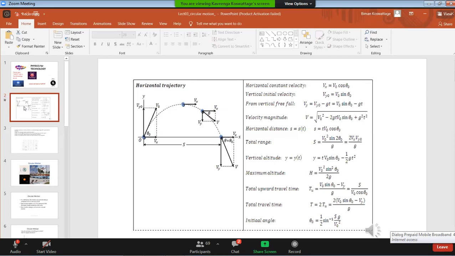The important thing is, in the case of the horizontal axis, you have to remember that the horizontal velocity is always constant. There is no gravitational acceleration in the horizontal direction. Because of that, the horizontal velocity is always constant.